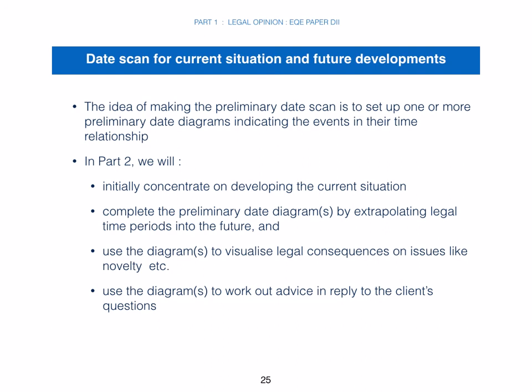In part 2, for future developments then, we will initially concentrate on developing the current situation so that we can reply to question 1, and we will complete the preliminary date diagrams by extrapolating legal time periods into the future, and we will use the diagrams to visualize legal consequences on issues like novelty and possibly inventive step and so on. And we will also use the diagrams to work out advice in reply to the client's questions. More notes on the next steps.